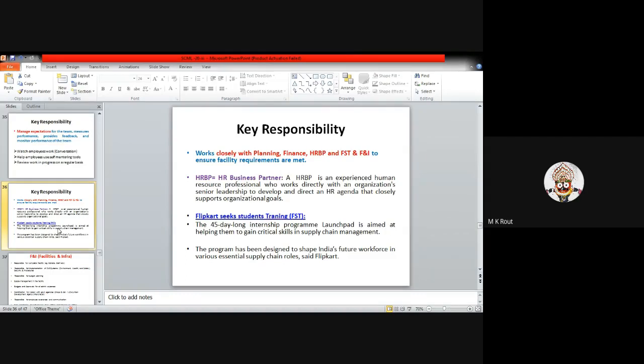So in the case of Flipkart Seeking Student Training, it is a 45-day-long internship program aimed at helping students gain critical skills in supply chain management, across various universities, colleges, and institutes. The program has been designed to shape the Indian future workforce in various essential supply chain roles. It is said by Flipkart.